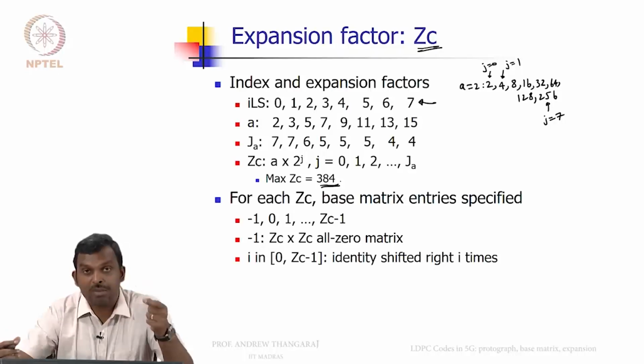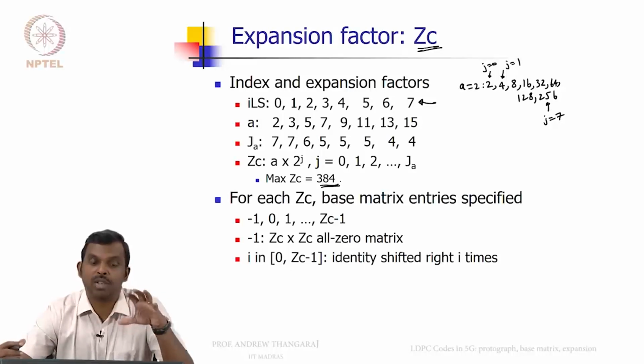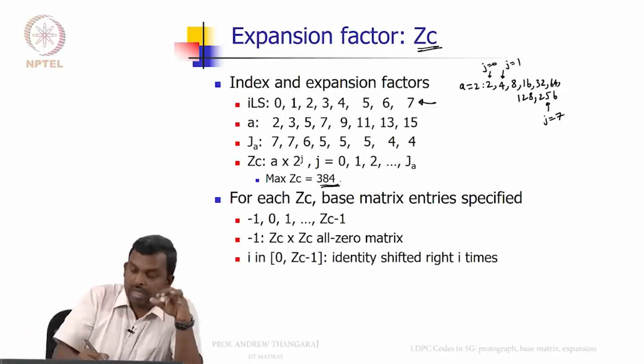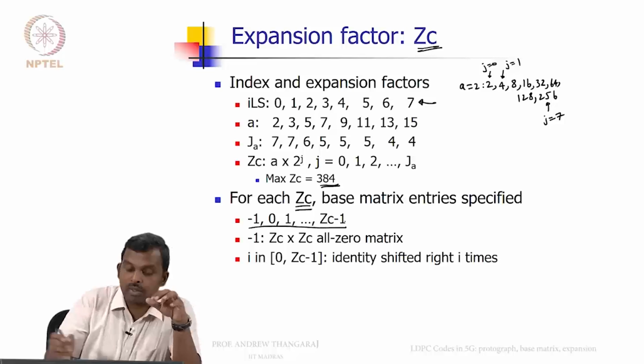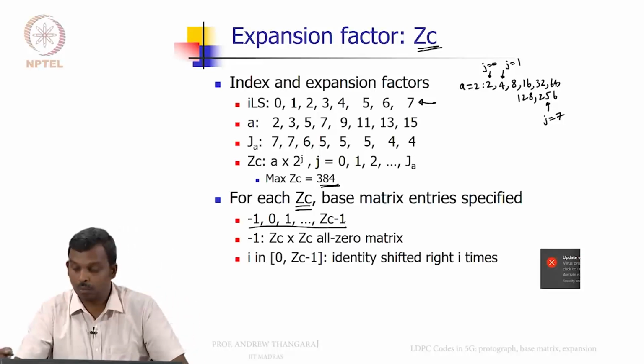Now for every base matrix and for every expansion, you have to fix the values. You have to specify what the values are. So for each ZC, the base matrix values are specified. They take values from -1 to ZC - 1.